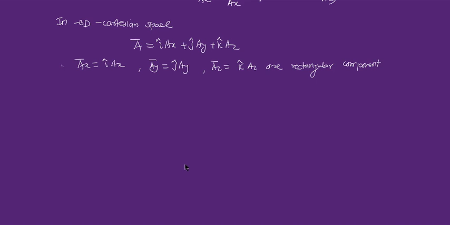We require the magnitude a lot of times. Magnitude A is given by the square root of AX square plus AY square plus AZ square. For any given vector, its magnitude is given by the square root of the square of the x component, plus the square of the y component, plus the square of the z component.